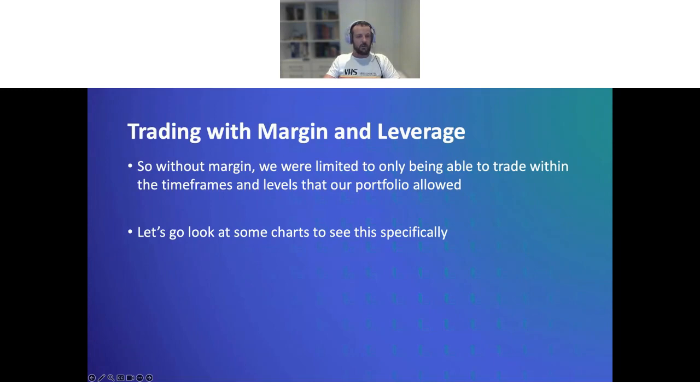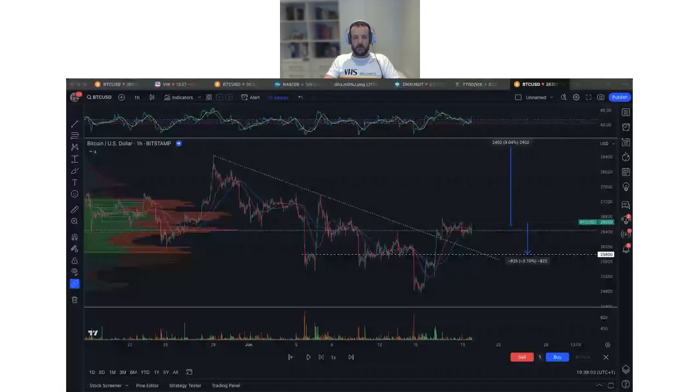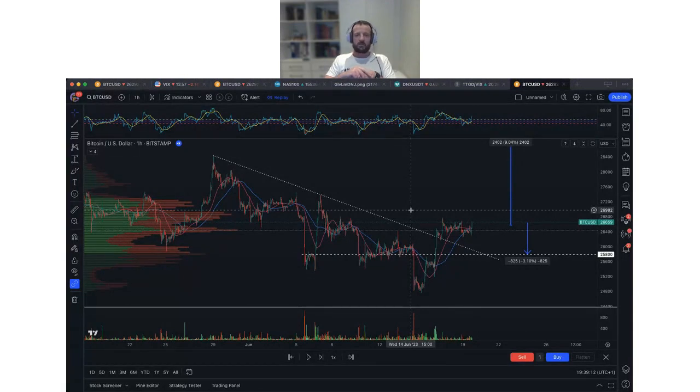Hopefully this is actually pulled up. It's a little chart of BTC way back when, not too long ago. But I thought I'd really showcase this to you guys and give you what we look at, and we can start actually understanding this. So what do I mean by without margin, you are constrained to the time frame that you trade in and to the levels that you define.